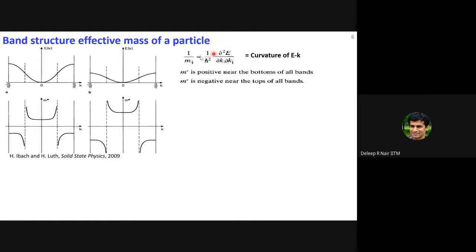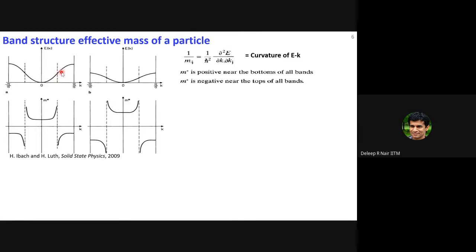So let's take a simple case of an energy band diagram. Take any representative band. This is the bottom of a band and this is the top of a band. If you try to calculate the curvature of this band, this curvature is always positive at the bottom of the band. So then we can say the effective mass is positive at the bottom of all the bands.